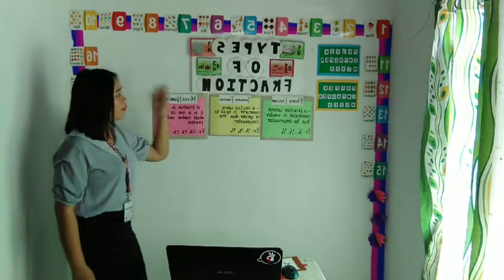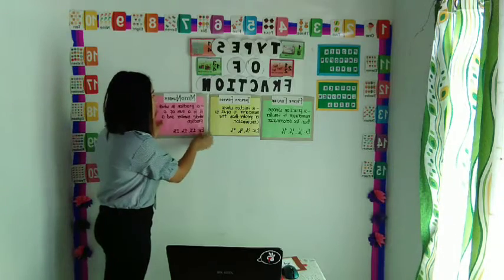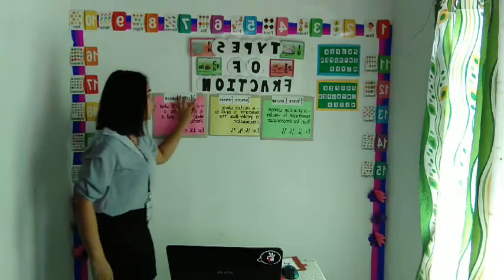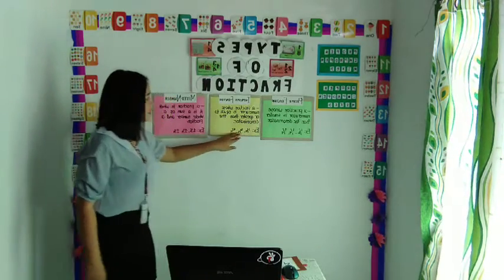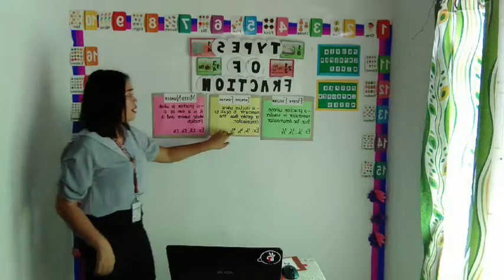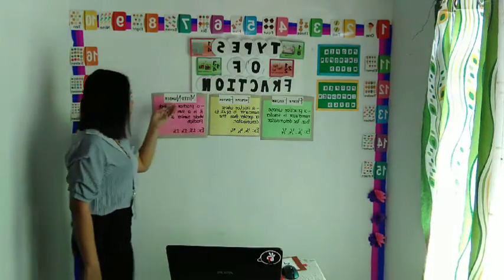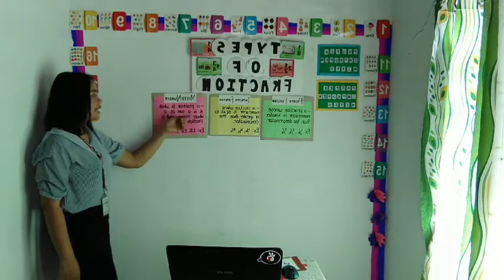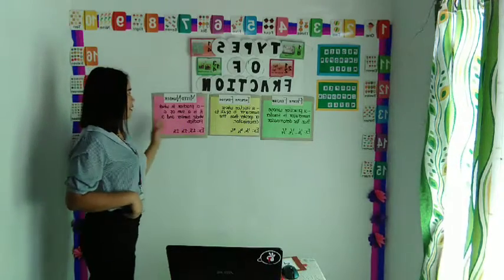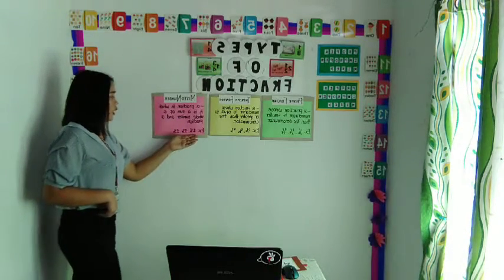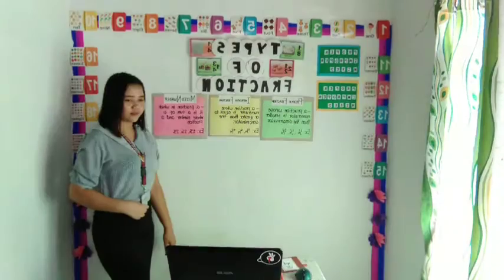And the next one is the improper fraction. When we say improper fraction, it is a fraction whose numerator is equal to or greater than the denominator. Examples of improper fraction are 5/4, 6/5, and 9/9. For the mixed number, it is a sum of a whole number and a fraction. Examples of mixed number are 1 and 3/4, 1 and 1/4, and 2 and 3/4.